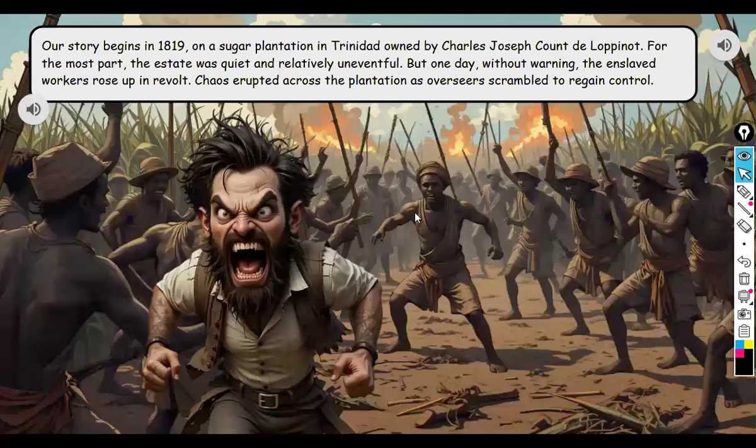Our story begins in 1819 on a sugar plantation in Trinidad owned by Charles Joseph Count de Lopinot. For the most part, the estate was quiet and relatively uneventful. But one day, without warning, the enslaved workers rose up in revolt. Chaos erupted across the plantation as overseers scrambled to regain control.